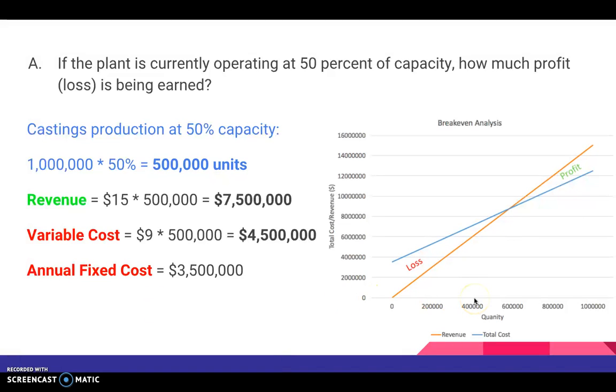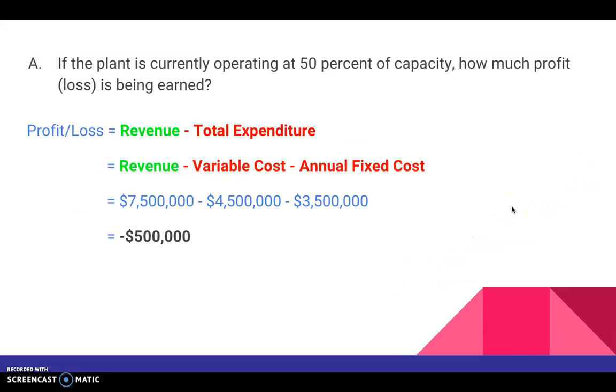So looking at the break-even analysis graph right here, the orange line represents revenue and the blue line represents the total cost, which is the total of variable cost and annual fixed cost. And where the two lines intersect is the break-even value. And so now we can calculate the profit or loss by subtracting variable cost and annual fixed cost from revenue, which we get a loss of $500,000.